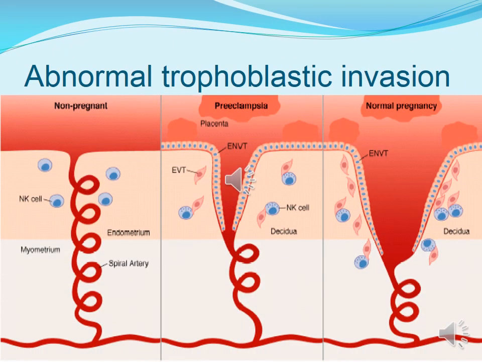As we see in this slide, this is in a non-pregnant woman, in which there is a narrowing in the spiral arteriole. This is in a normal pregnancy, where there is a dilation of the spiral arteriole, while in PE there is a narrowing in the residual myometrial portion.